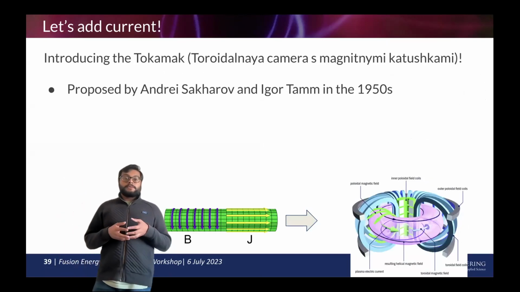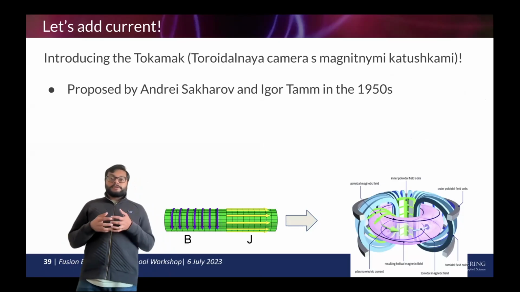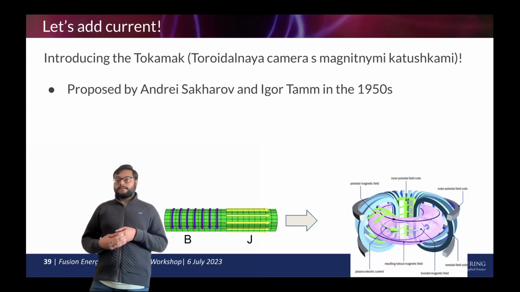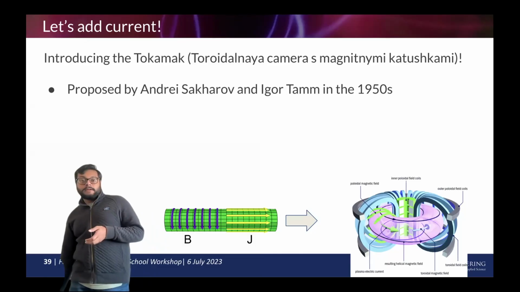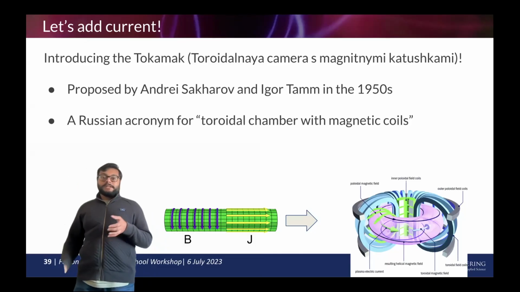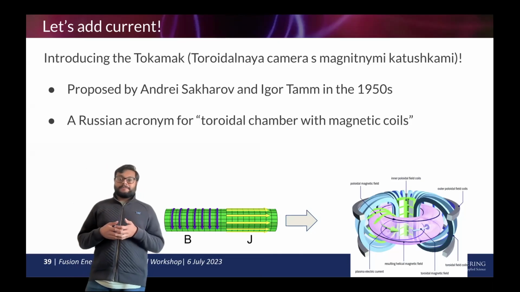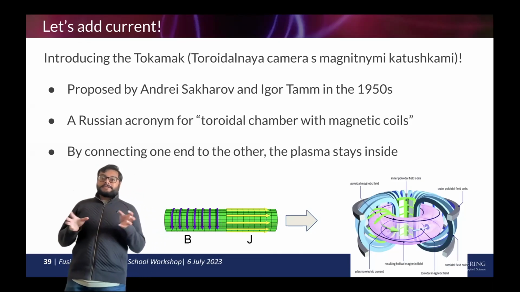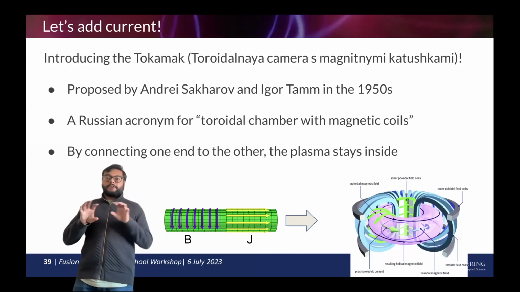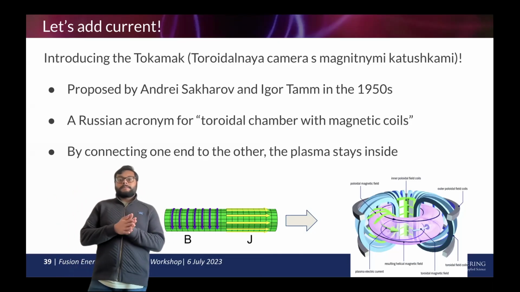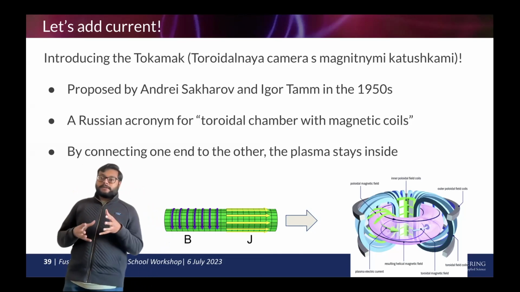So the tokamak was originally proposed by Andrei Sakharov and Igor Tamm in the 1950s in the Soviet Union. And the word tokamak comes from Russian. It's an acronym for toroidal chamber with magnetic coils. And so it's essentially this device that's similar to a solenoid, but you're connecting the ends together. So you have this toroidal device, and the plasma stays confined within it.